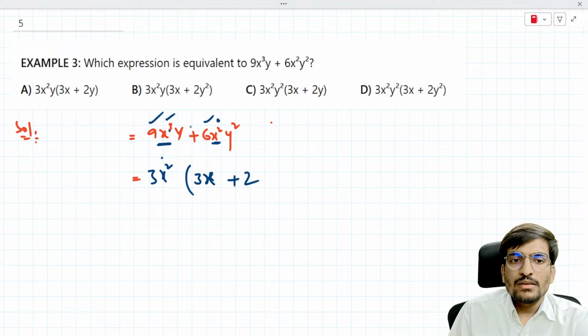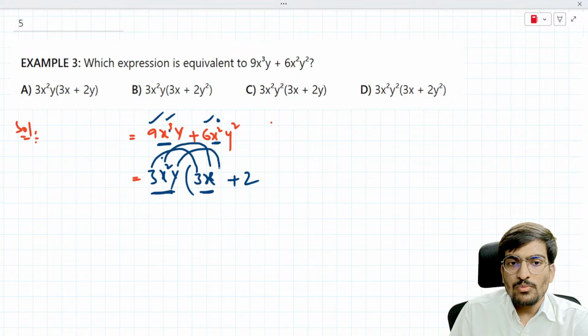And now let's check for the y terms, y and y square. So we need to go for the one y term, we need not go for this y square term. Take y common, so 3x square y times 3x, 3 into 3, 9x square into x cube into y, which is 9x cube y. This is done.